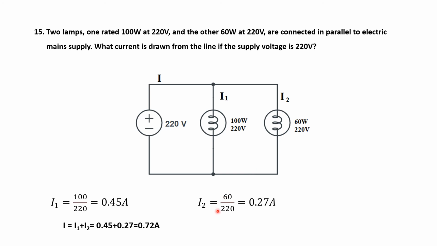Now let us calculate the current drawn by the second lamp. So I2 is equal to power 60 divided by voltage 220, which is equal to 0.27 amps. So in order to get the total current, we need to add each individual current. So total current I is equal to I1 plus I2. So we get the value of total current to be 0.72 amps. So this current is divided among these two lamps.